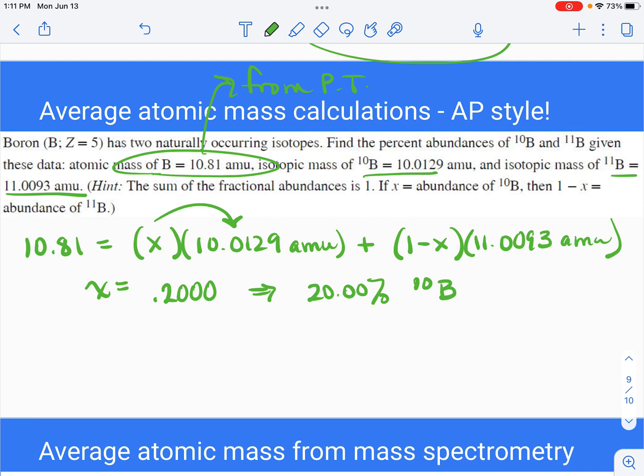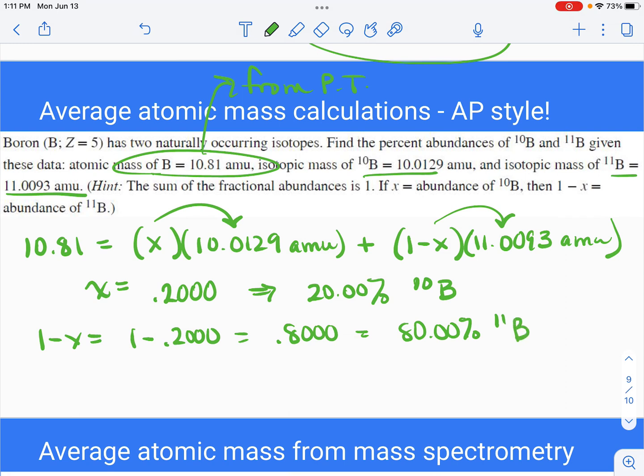And then to solve for the second isotope, I'm going to do 1 minus X, which is then 1 minus 0.2, which is then 0.8000, which is 80.00% of the other isotope, which was boron 11. Okay, so hopefully you were able to do the algebra successfully. Like I said before, really understanding this is the chemistry and the rest of it is algebra.